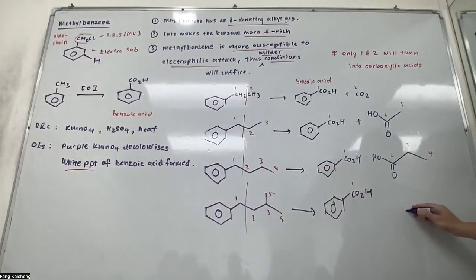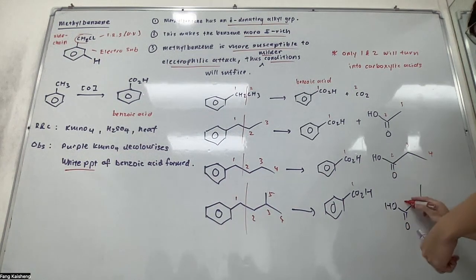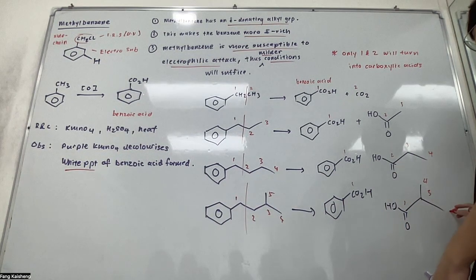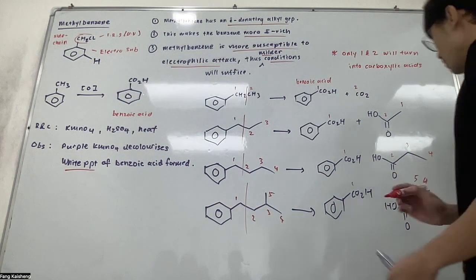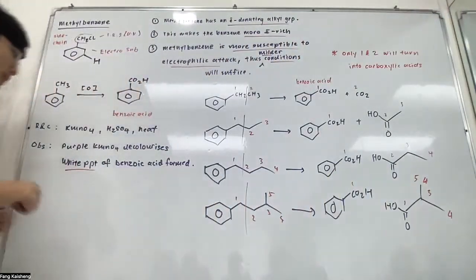So you draw 2, 3, 4, 5 the same, but only carbon 2 turns into a carboxylic acid. Something like that. Okay, so you'll see only those matter. This is 4, this is 5. The rest are untouched. You can see that. Now let's look at another example.